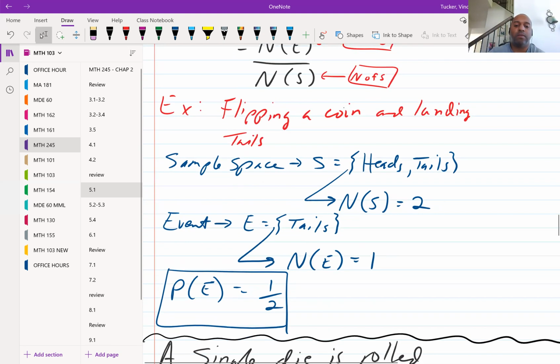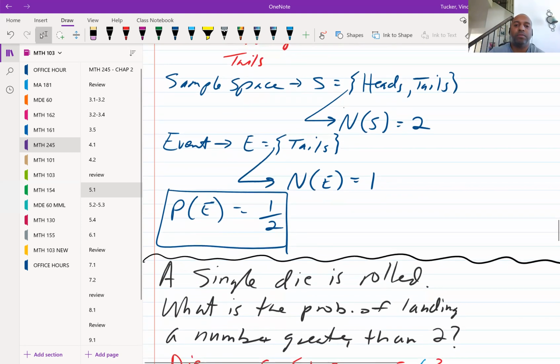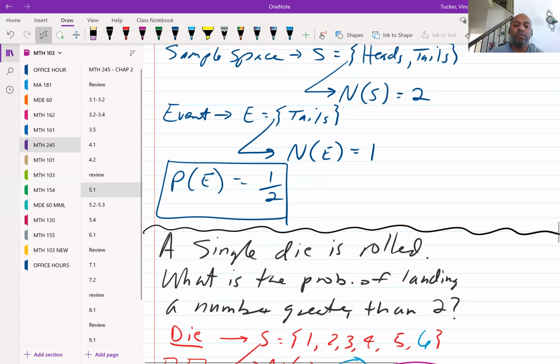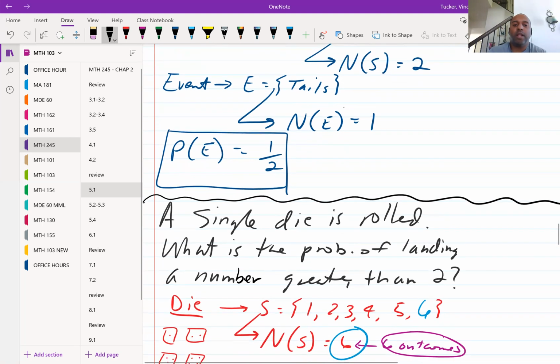All right, can we scroll up? Let's do a real example. Okay, we have a single dice roll. What is the probability of landing a number greater than 2? Are we done with the blue? Last problem.